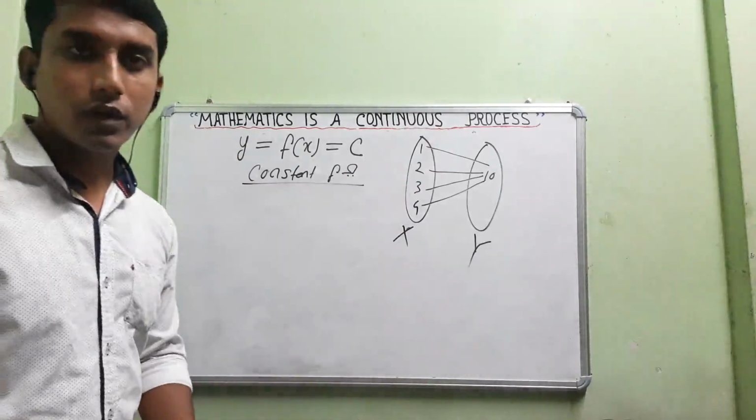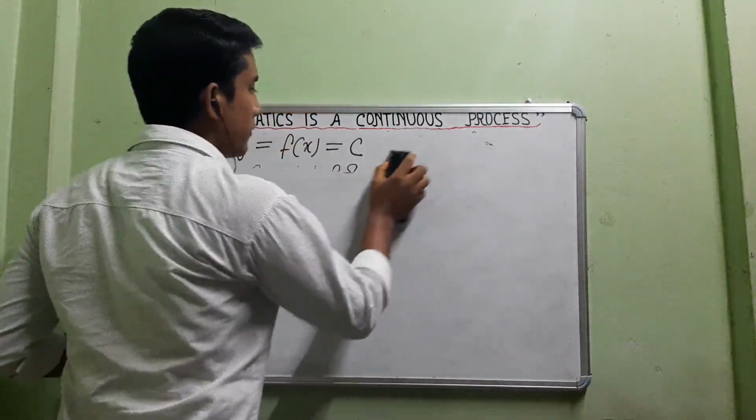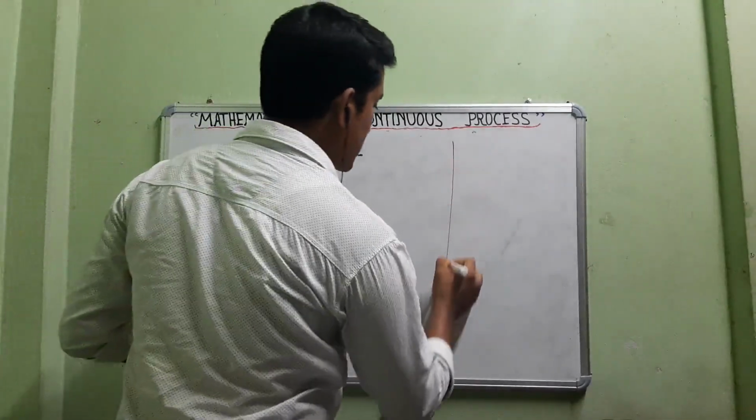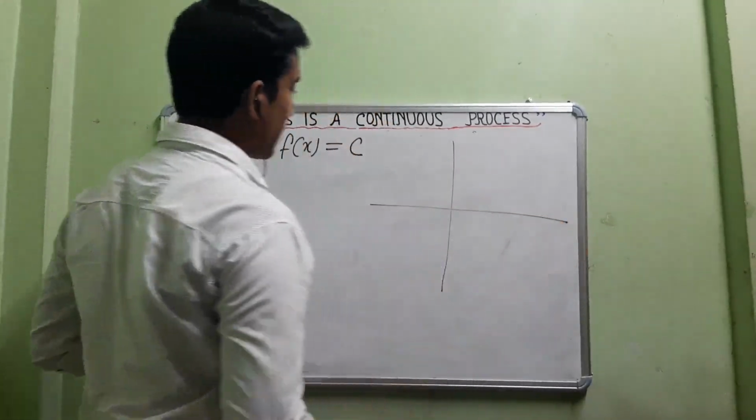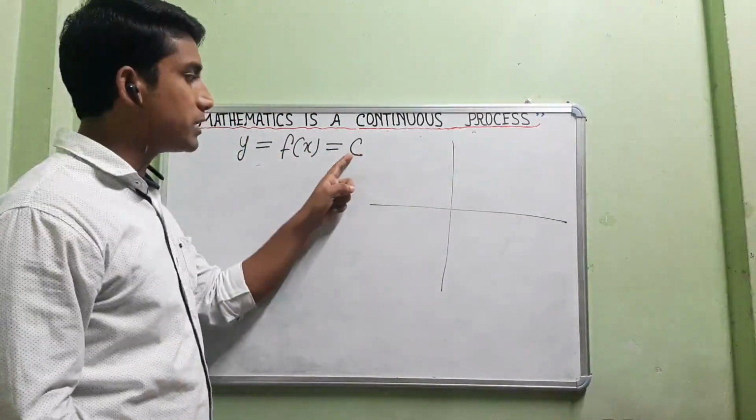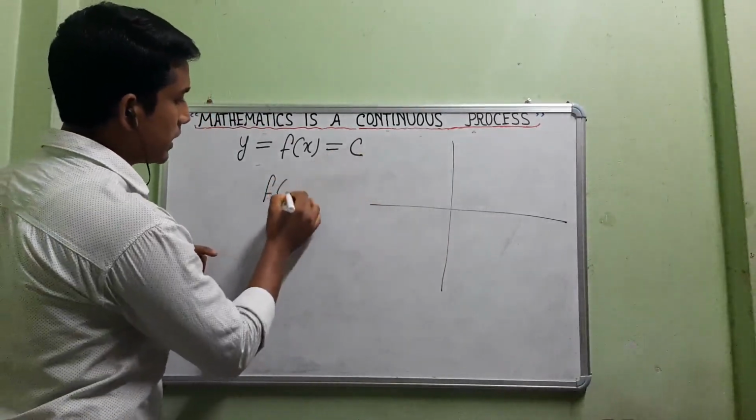How to draw the graph? Let us see quickly. Very easy graph, this one. Constant function graph. Suppose this is the coordinate system. Whatever I have told, if you change x, y will not change. Y will be the same only. Let us take one example without c.